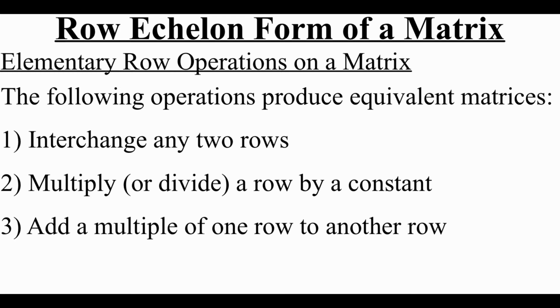Similar to when we were putting a system of equations in row echelon form, there are certain operations that we can perform with the rows of our matrix in order to yield an equivalent matrix. The first operation is that we can interchange any two rows. Number 2 says that we can multiply or divide a row by some non-zero constant. And then number 3 says that we can add a multiple of one row to another row.